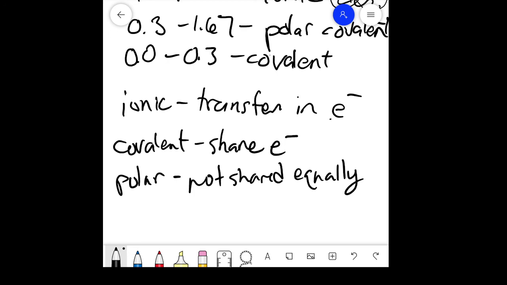And then there's also metallic bonds, but we're not really going to talk about those. So that's kind of the rundown of bonds. I guess to note, the character of bonds is the type of transfer of the electrons. And yeah, that's kind of it.